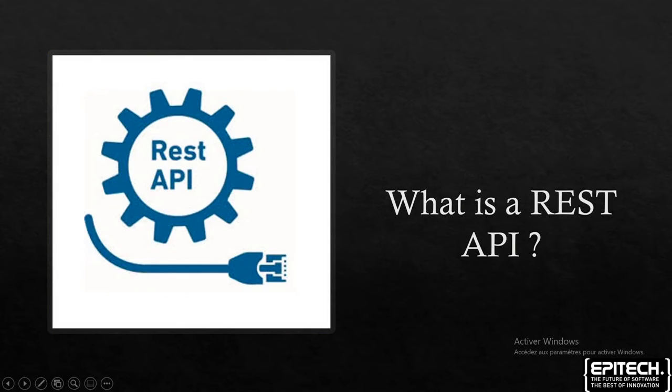Because when you have to choose an API, or if you just want to know what an API is, you might type "what is an API" on the internet or in Google, and you will find SOAP versus REST. So I'm going to explain to you what REST is. What is a REST API? REST API, or Representational State Transfer, is a software architectural style that defines a set of constraints to be used for creating web services.